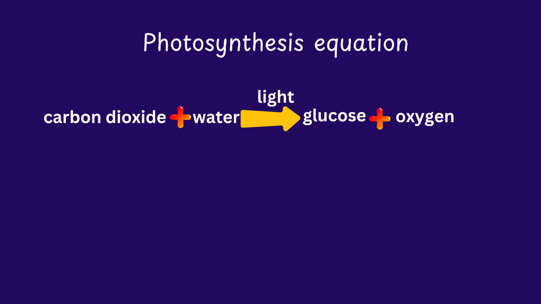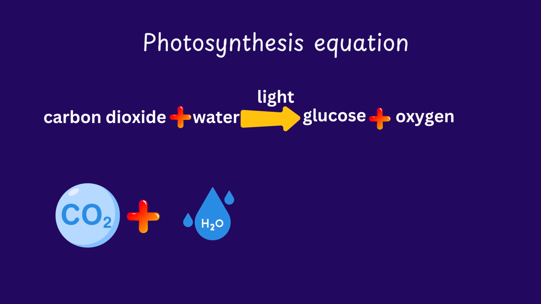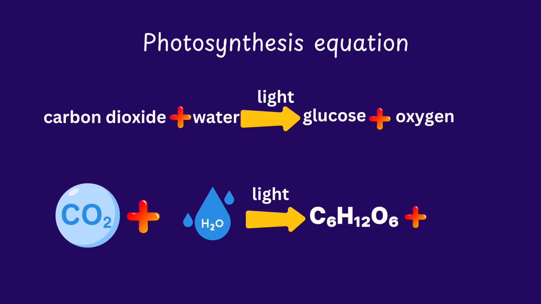Here is the chemical equation for photosynthesis. So CO2 represents carbon dioxide, H2O for water. In the presence of light, glucose is C6H12O6 and oxygen is O2. This must be a balanced chemical equation, and so we will put 6 in front of carbon dioxide and in front of water and oxygen.